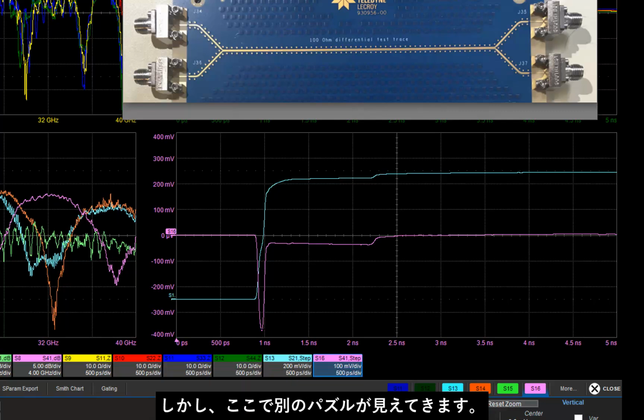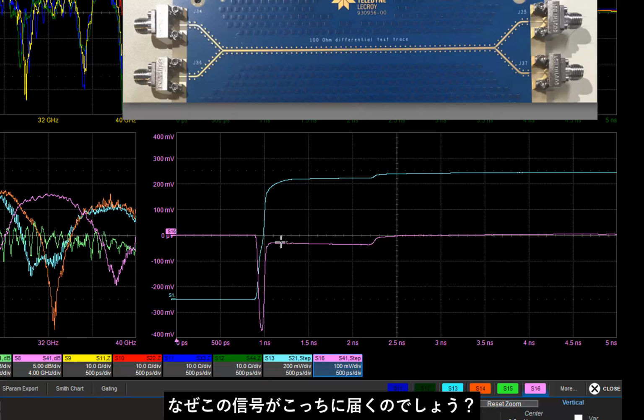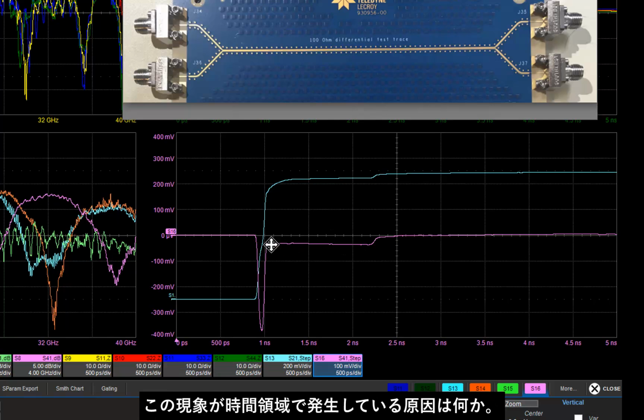But now you can see another puzzle. In the far-end crosstalk, we have this little flat region over here. Why do we have this signal coming out over here? What's the cause of this behavior in the time domain?